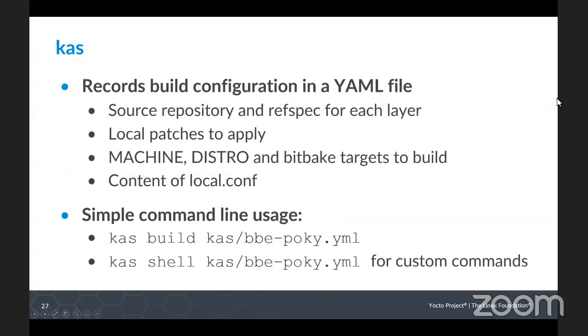kas records the build configuration in a YAML file. So it can store the source repositories that you need, and for every repository you have a ref spec that says what branch or what commit of that repository you need. You can store the local patches to apply to these layers. You can set the machine, set the distro, set which bitbake targets you want to build, and set the content of local.conf.